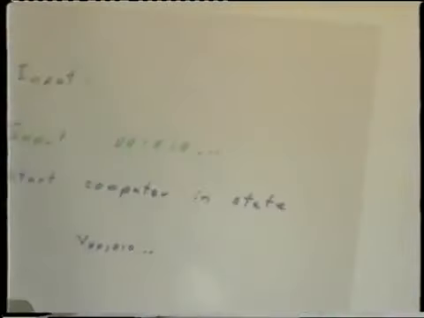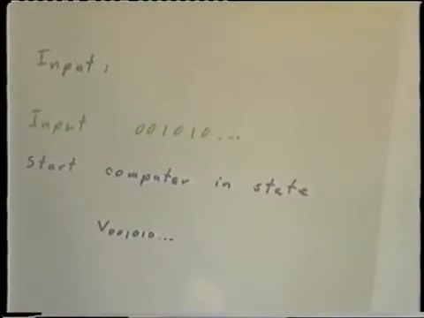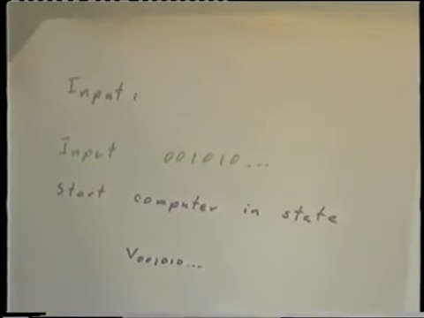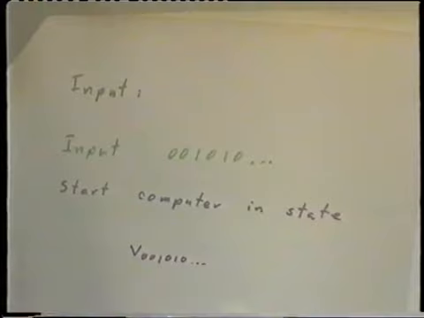Well, in this model, input is very easy. If you want to input an n-bit binary string, you just start the computer in the state 001010, which means you start the first qubit in state v0, the second in state v0, the third in state v1. So this is just one vector in this large Hilbert space.